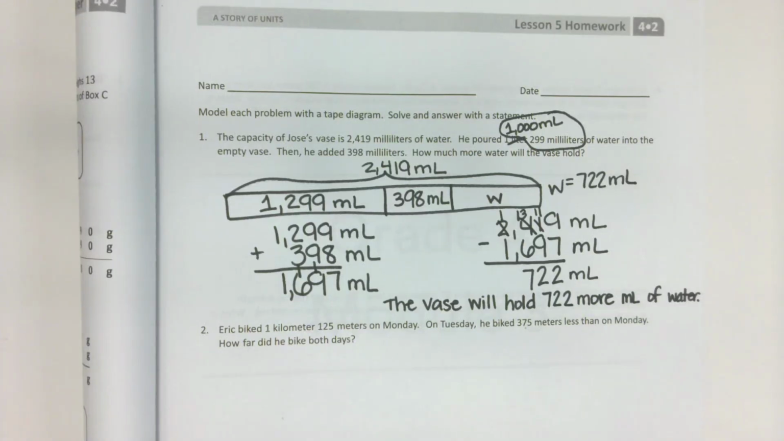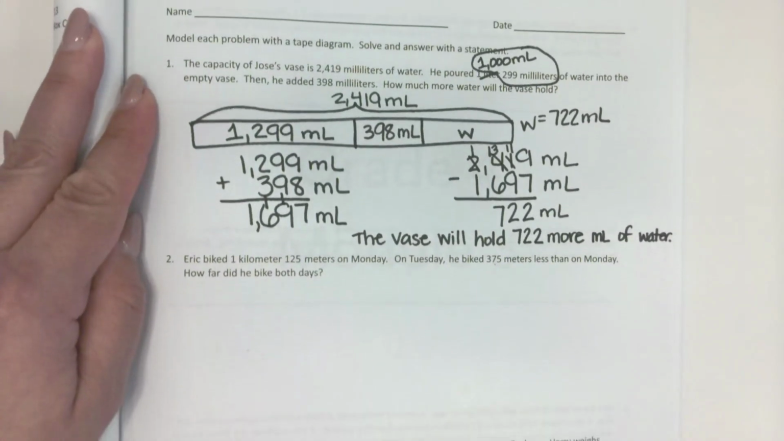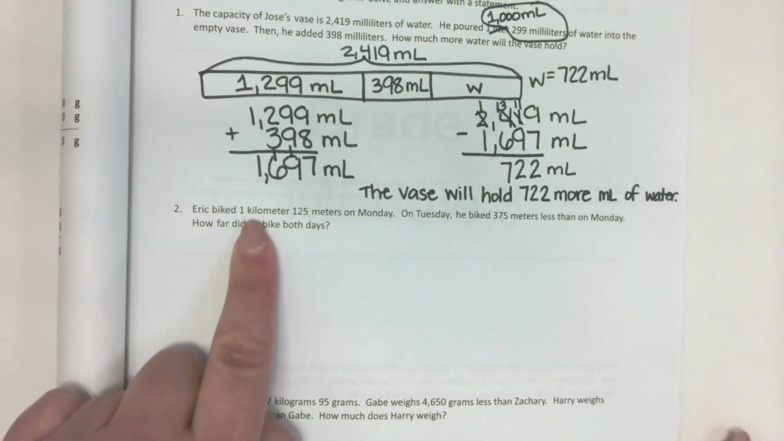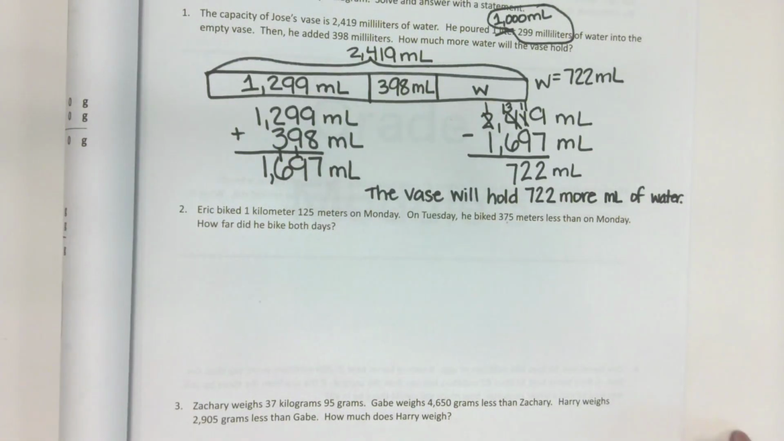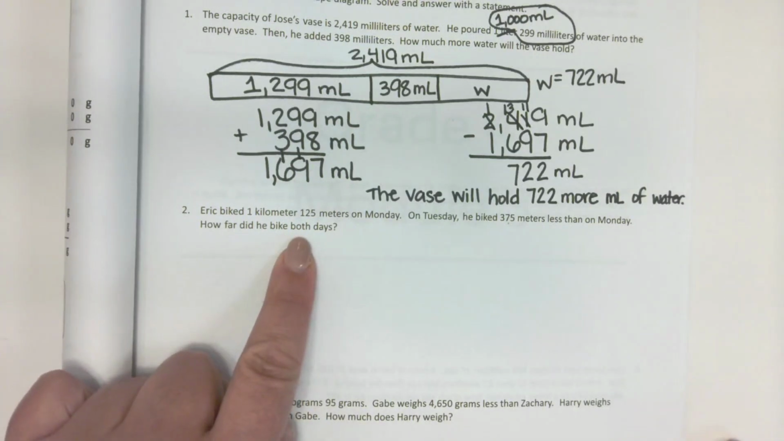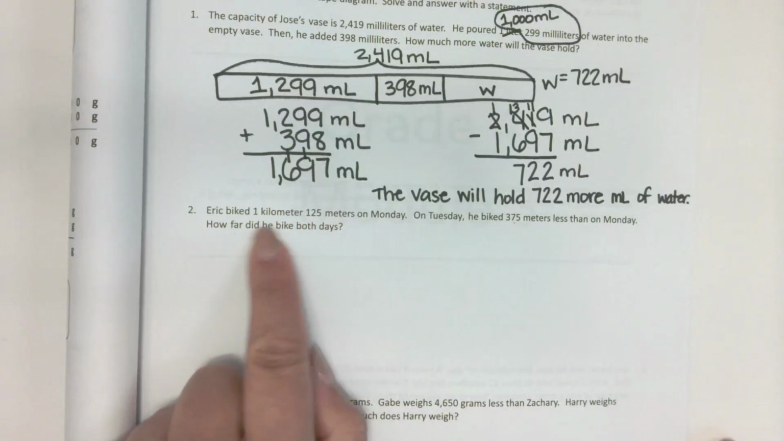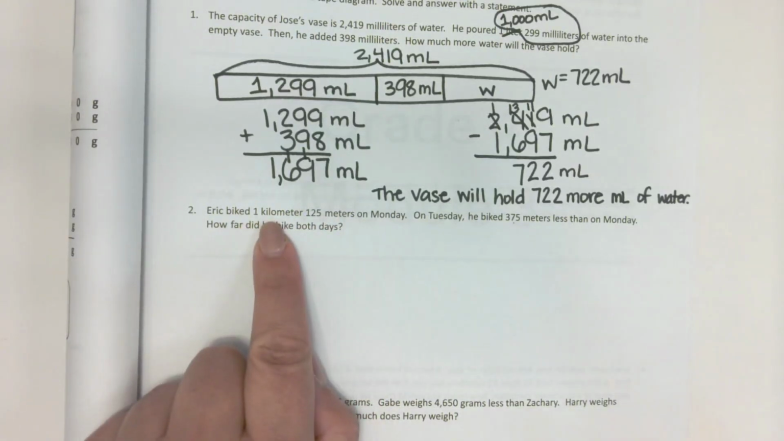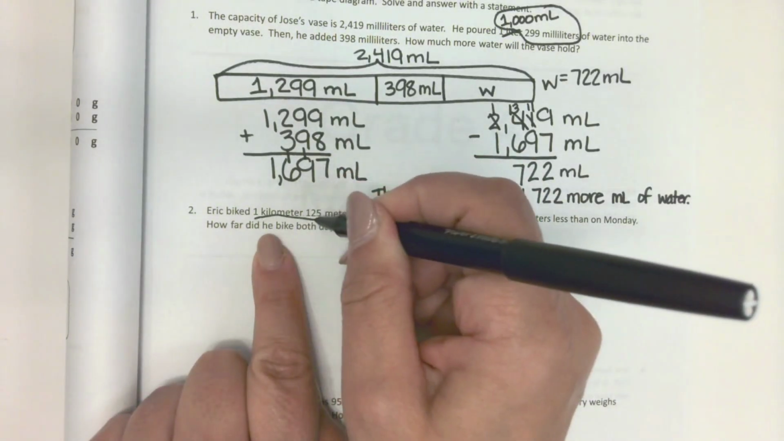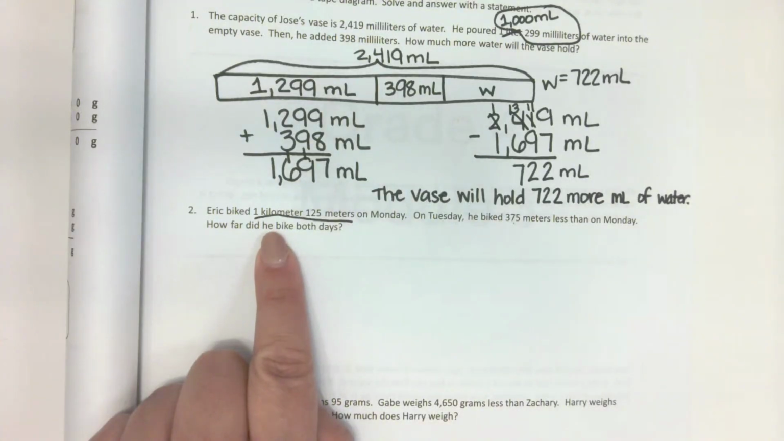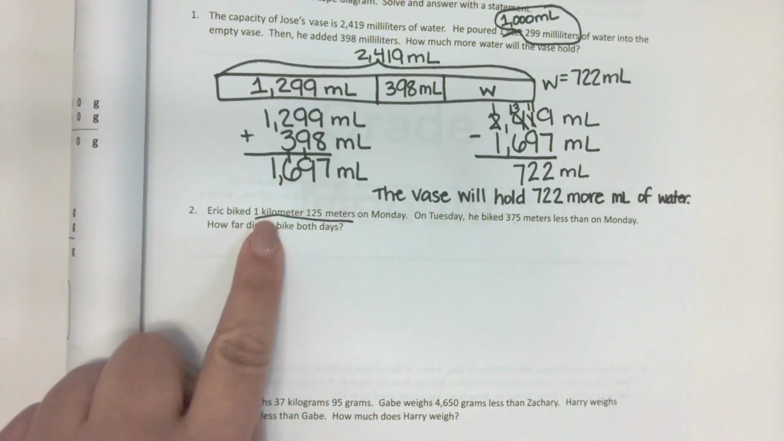All right, let's work on number 2. Eric biked 1 kilometer, 125 meters on Monday. On Tuesday, he biked 375 meters less than on Monday. How far did he bike both days? All right, let's start with our tape diagrams. First, we will do Monday. How far did he go on Monday? 1 kilometer, 125 meters. Let's rename that into meters.